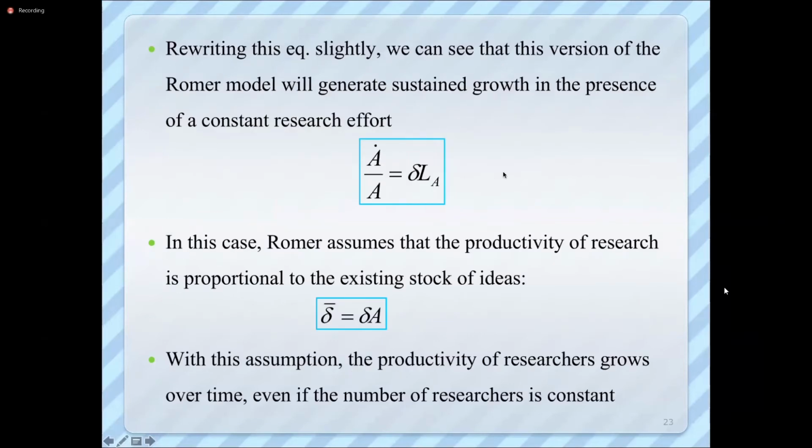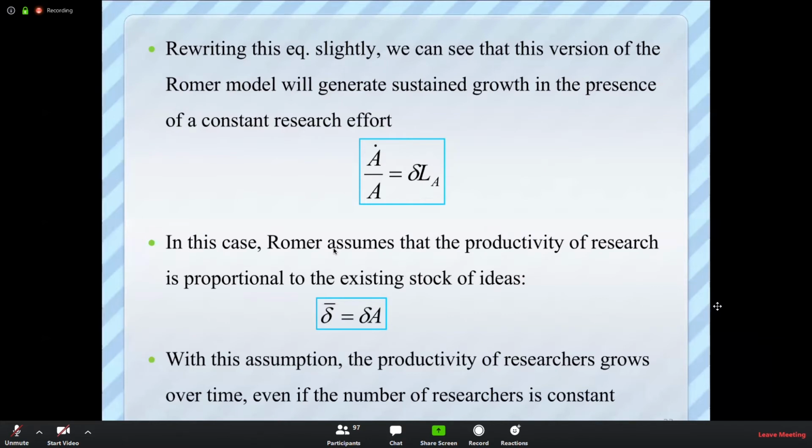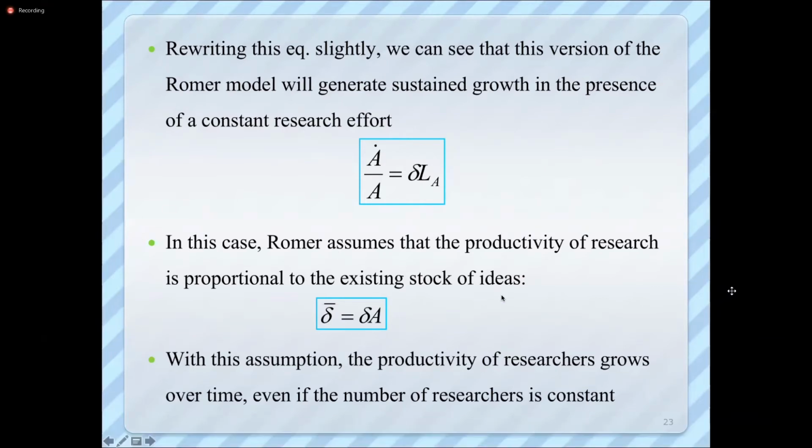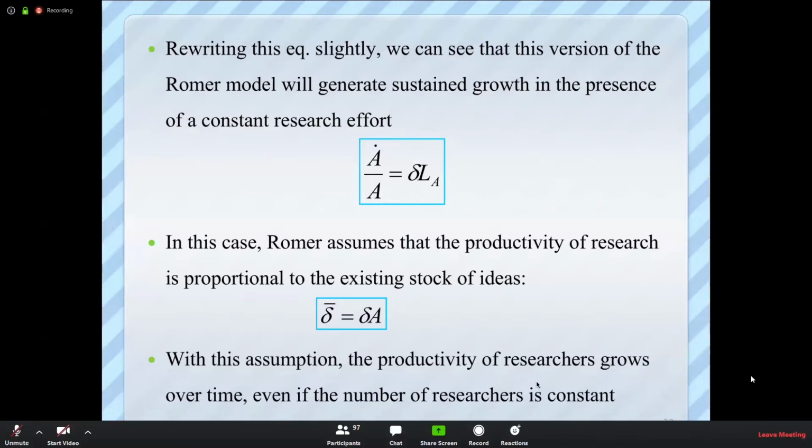So therefore, rewriting this equation slightly, we can see that this version of Romer's model will generate sustained growth in the presence of constant research effort, unlike the model that we explained earlier. So in this case, Romer assumes that the productivity of research is proportional to the existing stock of ideas. So with this assumption, the productivity of researchers grows over time, even if the number of researchers is constant.